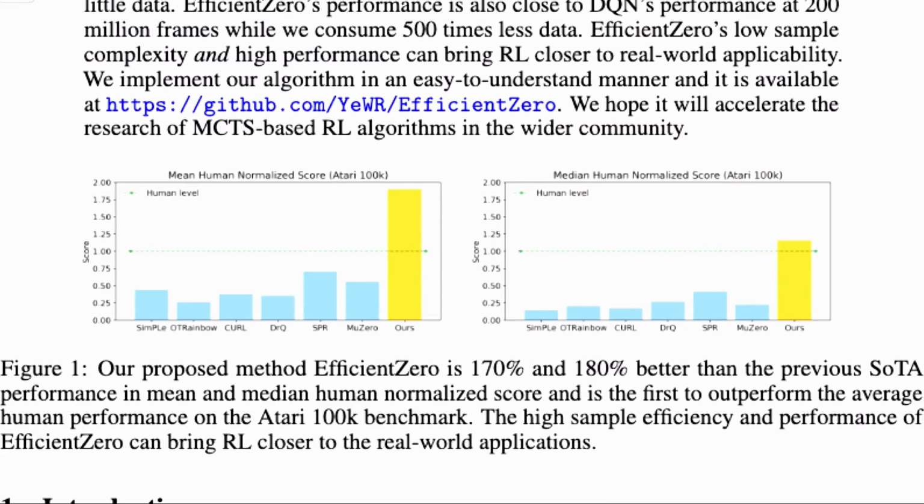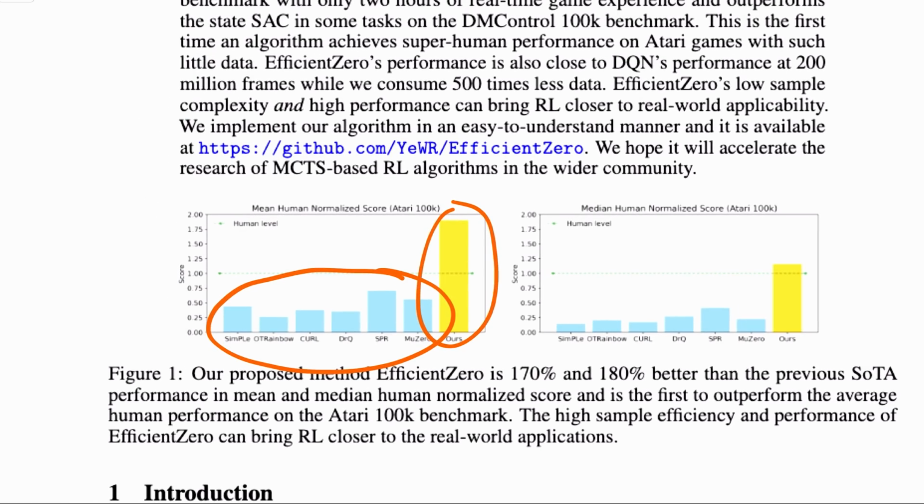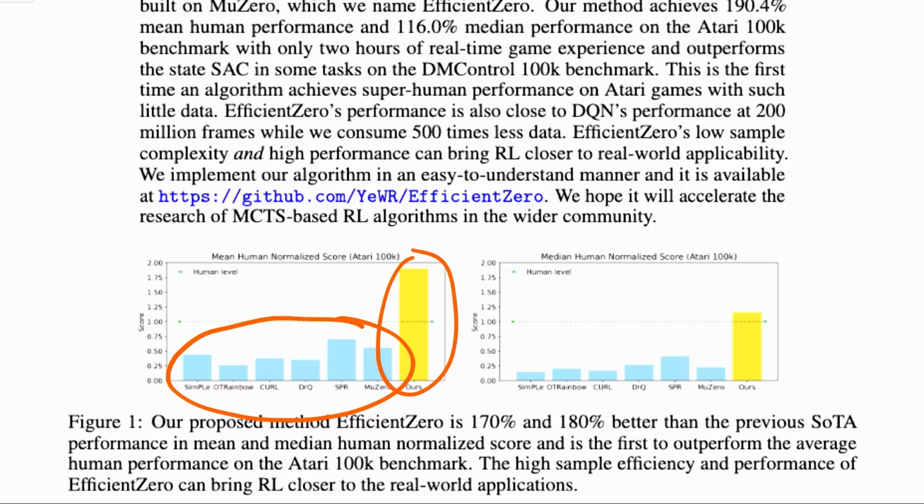If you do this Atari 100K benchmark, you can see that a lot of the other reinforcement learning algorithms fail to even reach human level performance, whereas this new algorithm outcompetes not only the other RL algorithms in this low data regime, but also the humans. Here they say, EfficientZero's performance is close to DQN's performance at 200 million frames, while we consume 500 times less data. EfficientZero's low sample complexity and high performance can bring RL closer to real-world applicability.